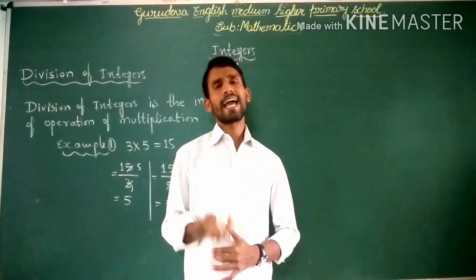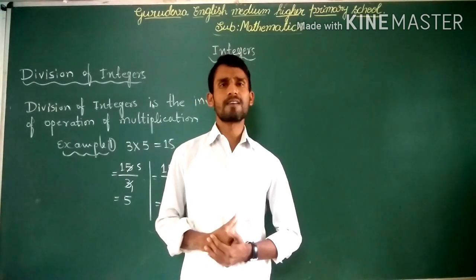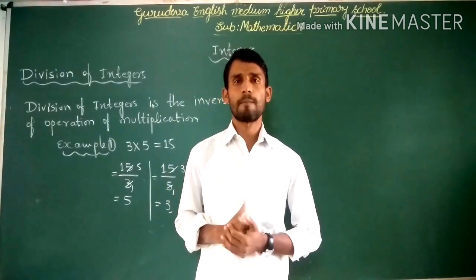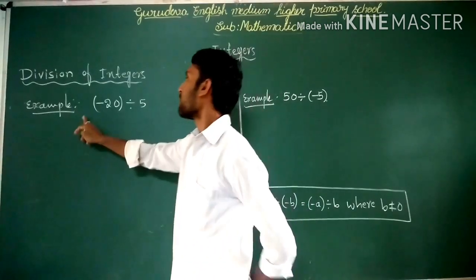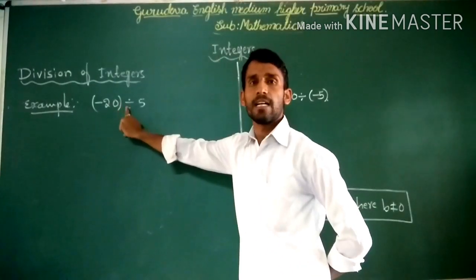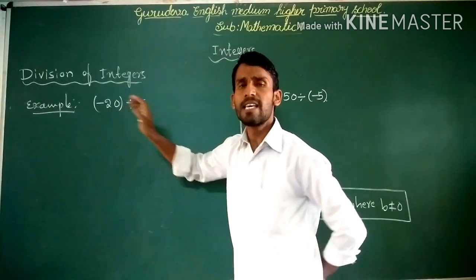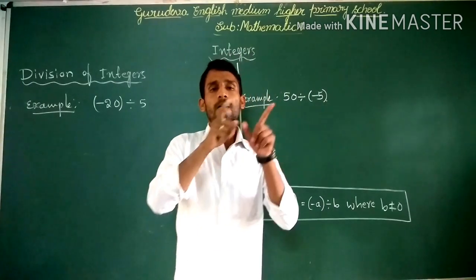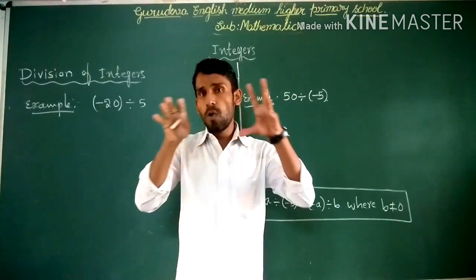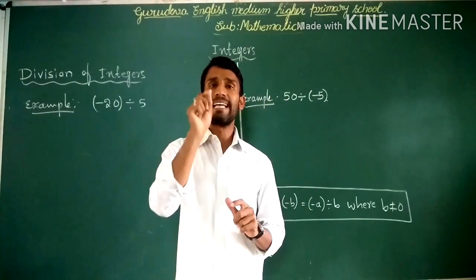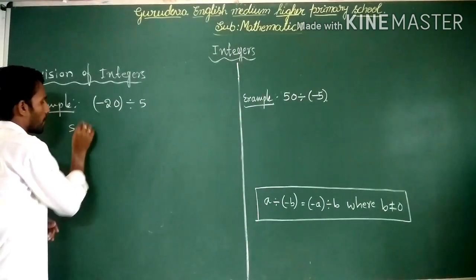Dear students, I am taking the next three or four examples. You observe these two examples. First one: minus 20 divided by 5. This is a negative integer and this is a positive integer. When we divide a negative integer by a positive integer, we divide them as whole numbers. After that, we put a negative sign before the quotient.